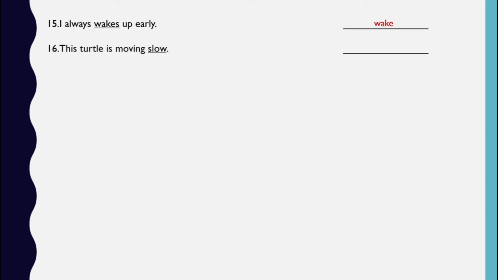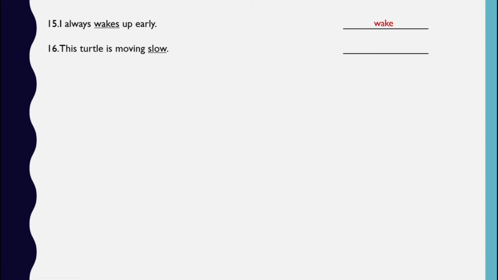16. This turtle is moving slow. Slow. Remember the adverb lesson? We said that we use adverbs to describe the action of the verb. We do not use them to describe the adjective. We do not use them to describe the noun. We use them to describe the verb, the action of the verb. So here, this turtle is moving slow. Slow here is describing the turtle, or is it describing the move?